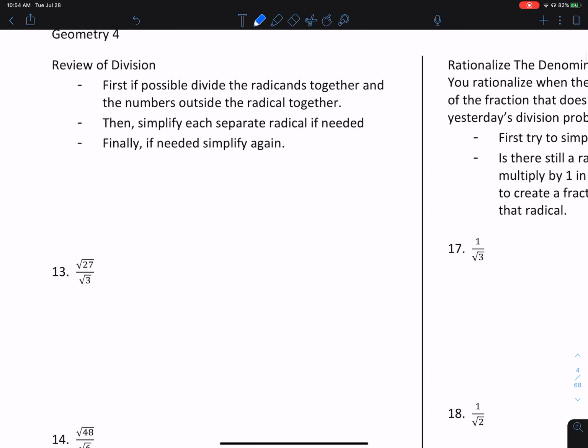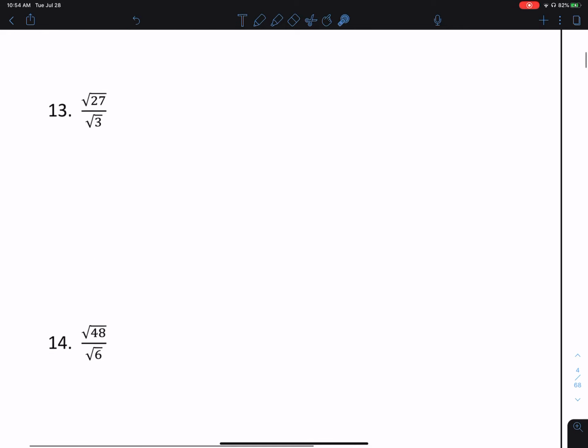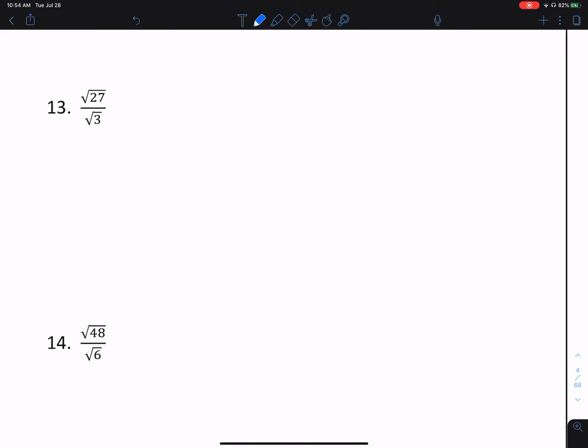Division. Guidelines. First, if it's possible, divide the radicands together. Radicands are what's inside the radical, and numbers outside the radical together. Then simplify each separate radical if needed. Finally, simplify again if needed. It's not the greatest guidelines, to be honest with you.